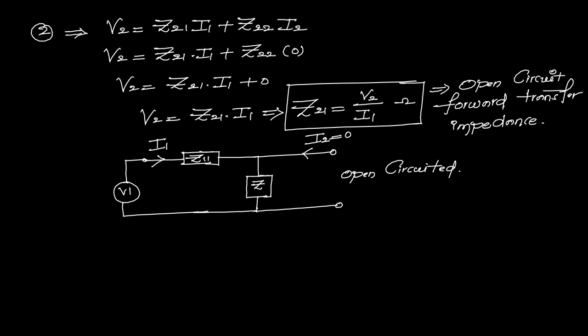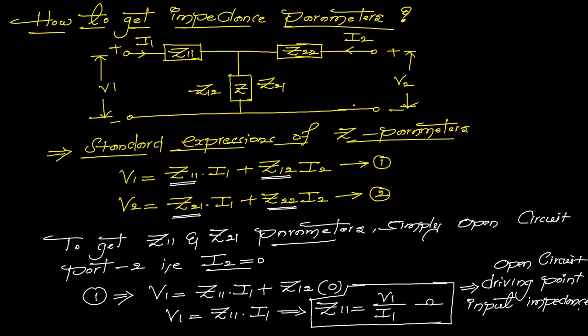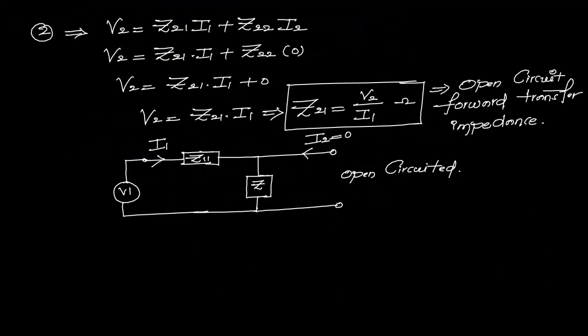We are calling Z21 the open circuit forward transfer impedance, and Z11 is equal to V1 by I1. We are calling it the open circuit driving point input impedance. Anyway, finally by opening port 2 we got two parameters, Z11 and Z21. Now coming to the calculation of the remaining two parameters.